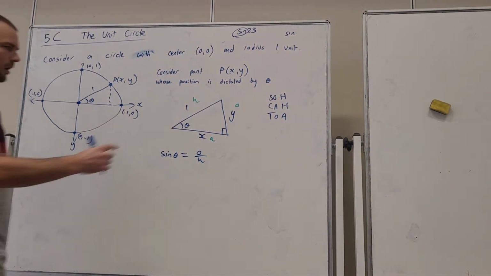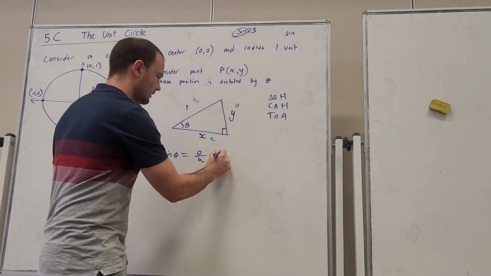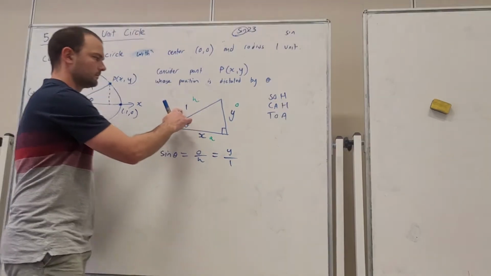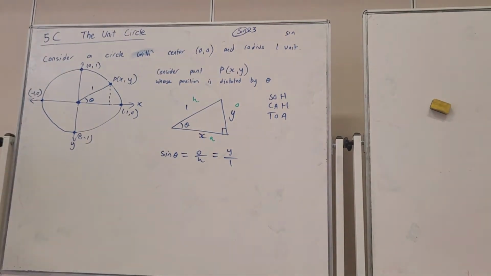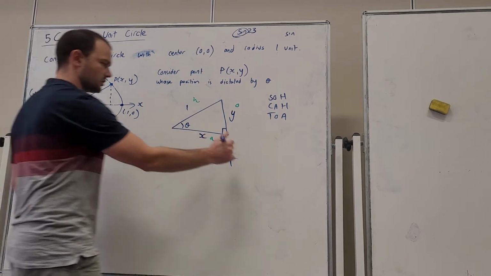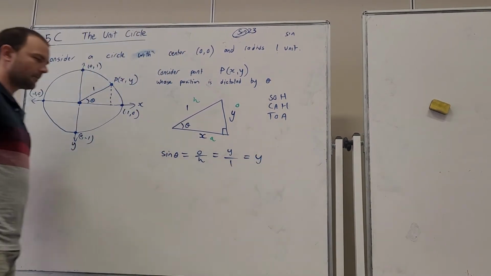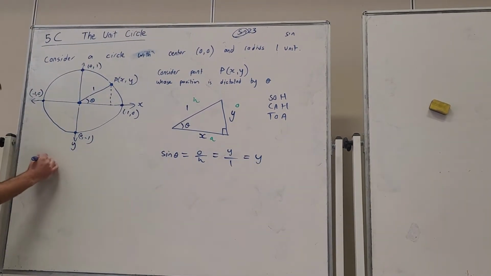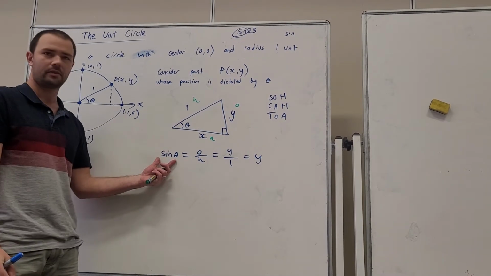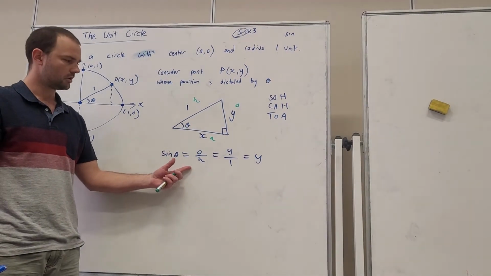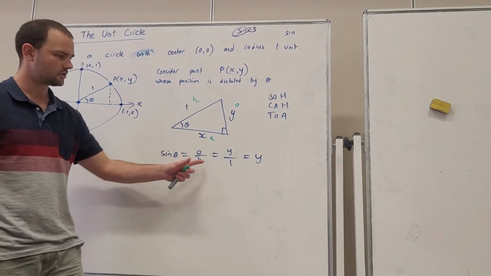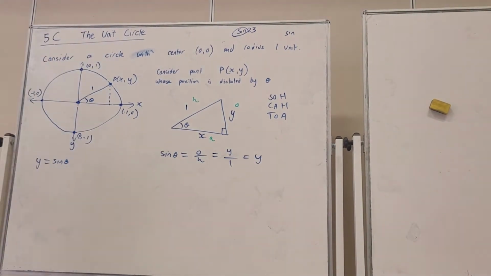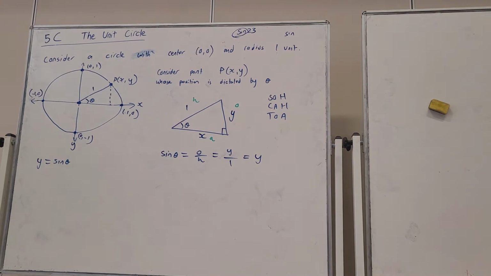O is Y, and H is 1. And Y on 1 is just Y. And so from here, we've got Y equals sine theta. Here's sine theta: sine theta is O on H. O is Y, H is 1. Y on 1 is just Y, so sine theta is Y.